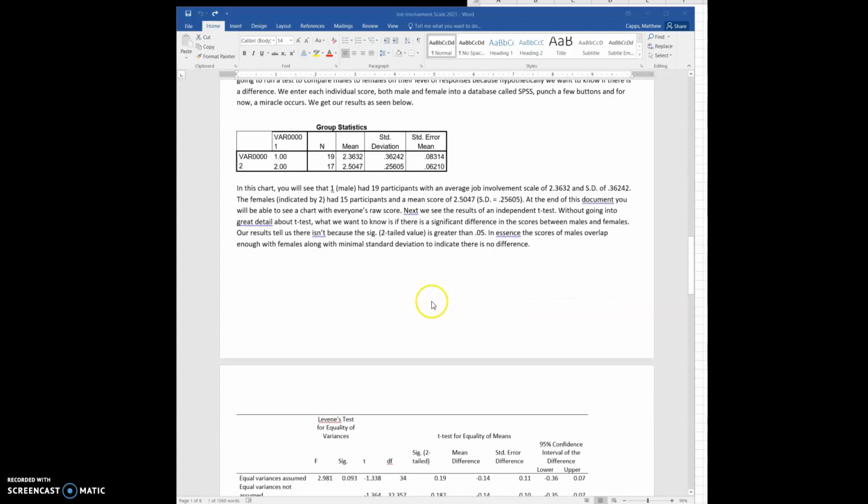And what we're going to see down here is the result of something called the independent t-test. An independent t-test is a parametric test for comparing real numbers.